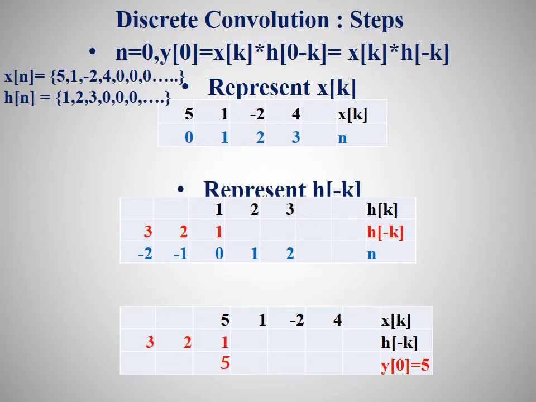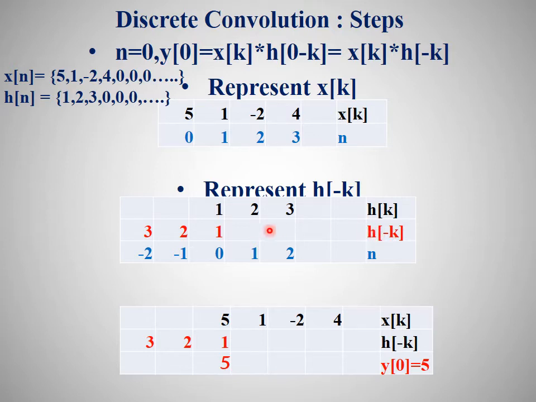Next, let us try to represent h of minus k. Before representing h of minus k, let us try to represent h of k. Hence, h of k is given by, at n equal to 0 it is 1, at n equal to 1 it is 2, and at n equal to 2 it is 3. What about h of minus k? By now we are quite familiar with what happens when we want to represent h of minus k. It is a flipping action or a time reversal action or shifting whatever is in the positive time axis to the negative time axis. So let us analyze what happens for h of minus k.